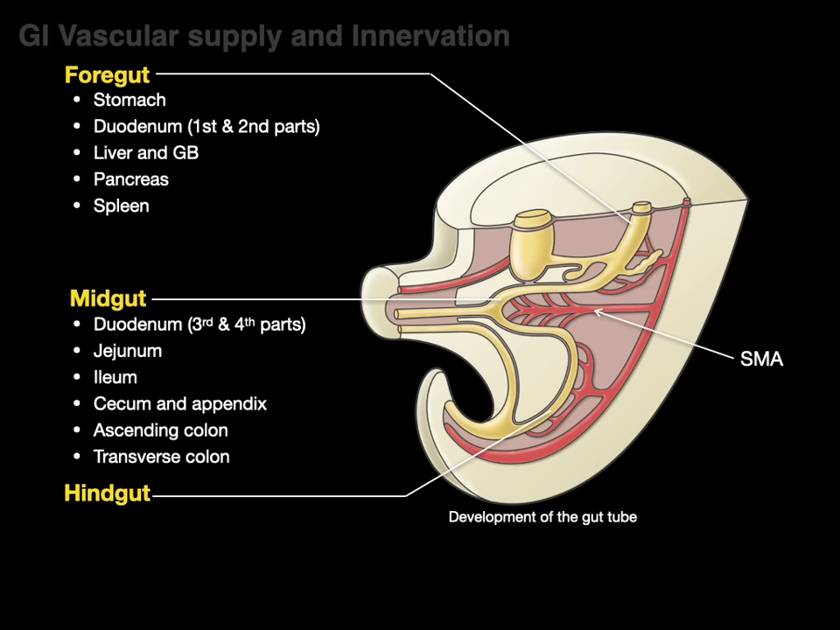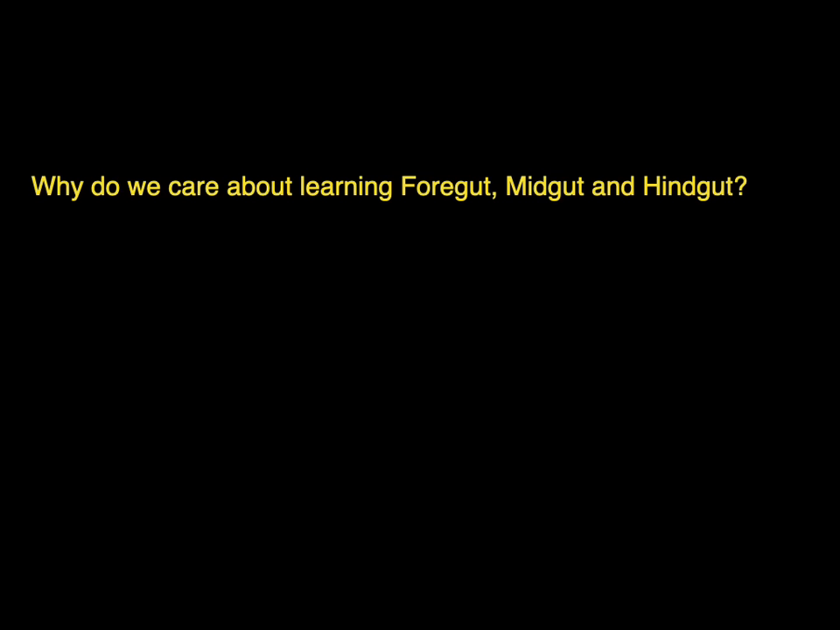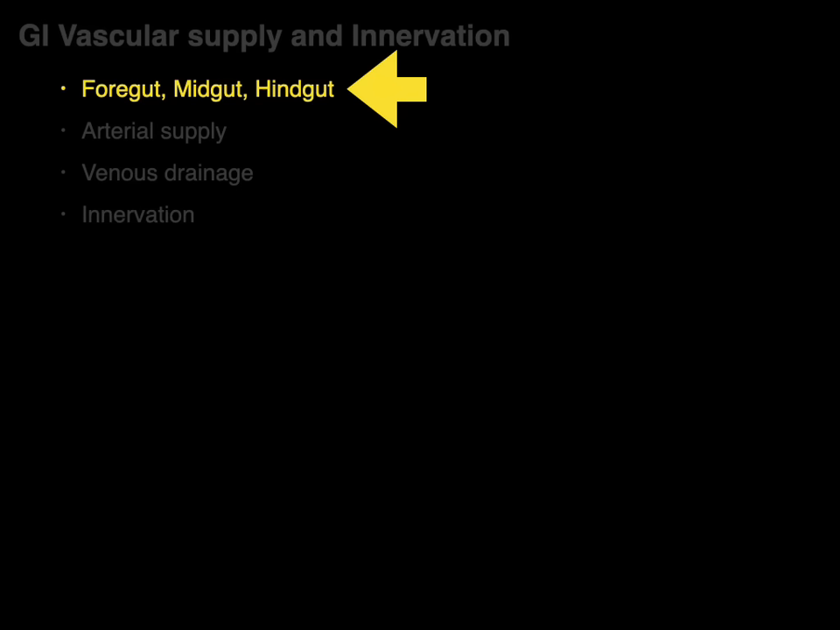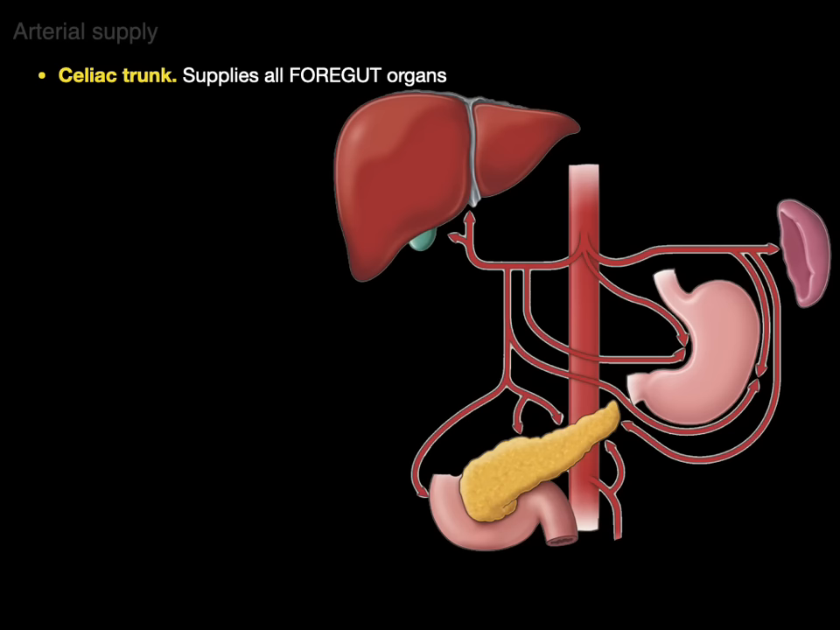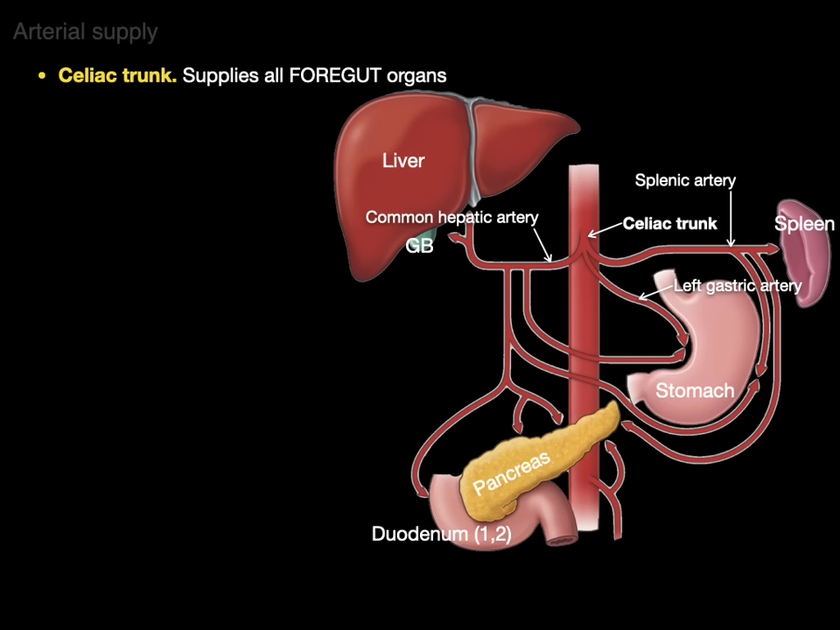Knowing this is helpful. Now, why do we care about learning foregut, midgut, hindgut? Because if you know those, it's very easy, or I should say straightforward, to learn the arterial supply. So the celiac trunk supplies all foregut organs. Here we have the celiac trunk coming off the abdominal aorta. So there's the stomach, and there's the duodenum, and the pancreas, and the liver and gallbladder, and the spleen. All those organs, they're supplied by the celiac trunk through those branches.